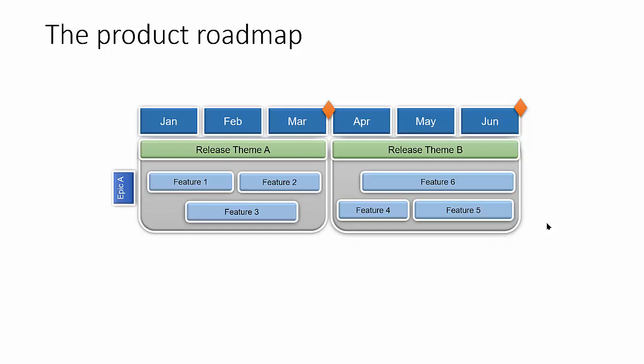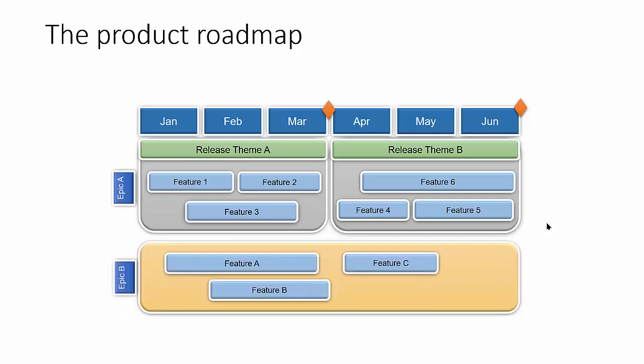So a product roadmap looks like this. You might have different releases. You might even have additional topics that need to be delivered with other features, right? That maybe have different milestones. So this is what a product roadmap looks like. But this product roadmap needs to be broken down, as we saw.